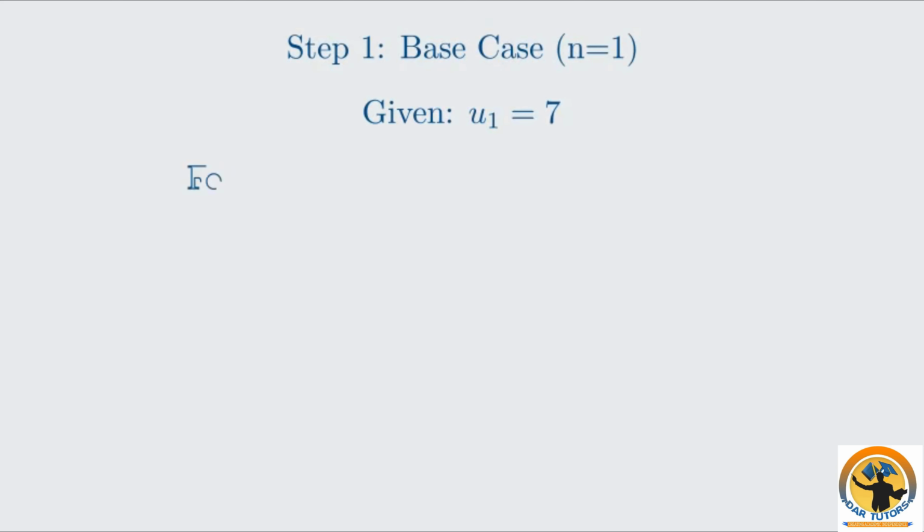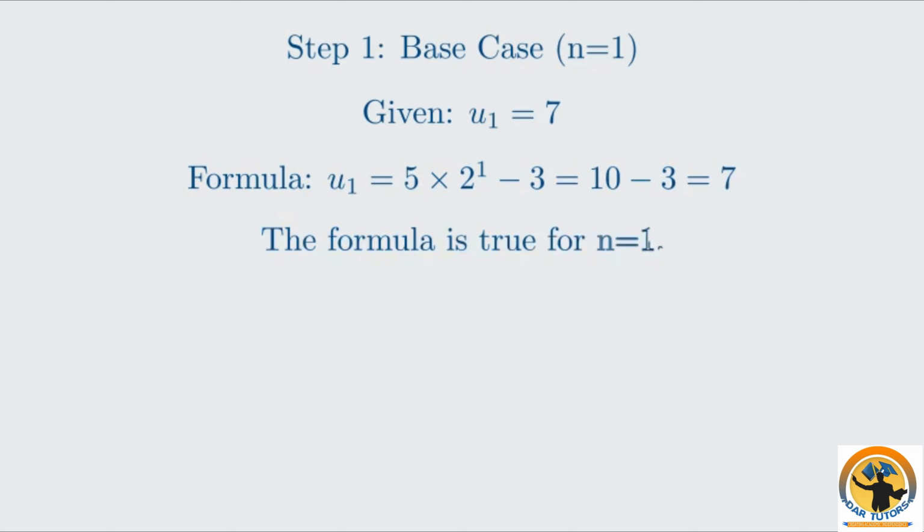Step 1. The base case. We check if the formula holds for n equals 1. The problem states that u sub 1 is 7. Using our proposed formula, u sub 1 equals 5 times 2 to the power of 1, minus 3, which is 10 minus 3, or 7. The formula works for n equals 1.